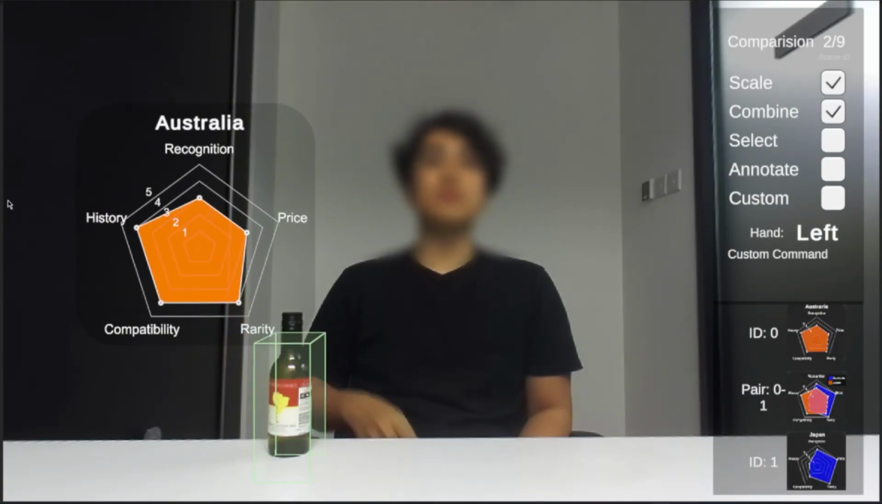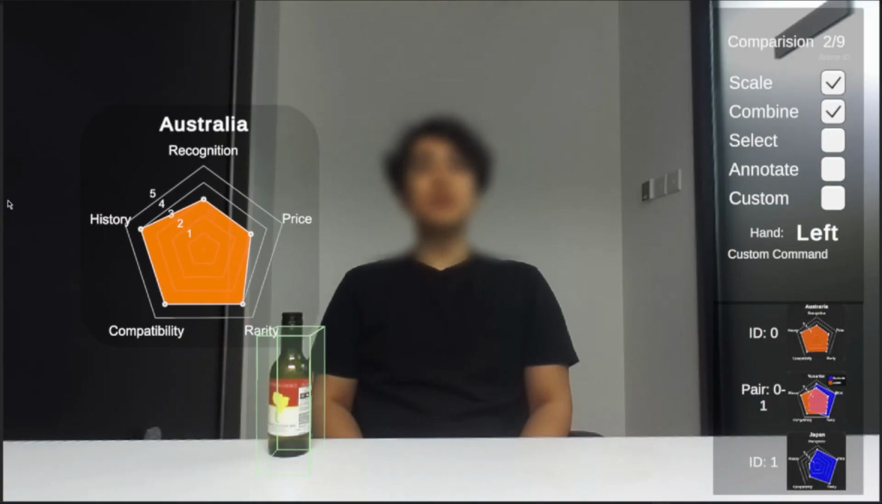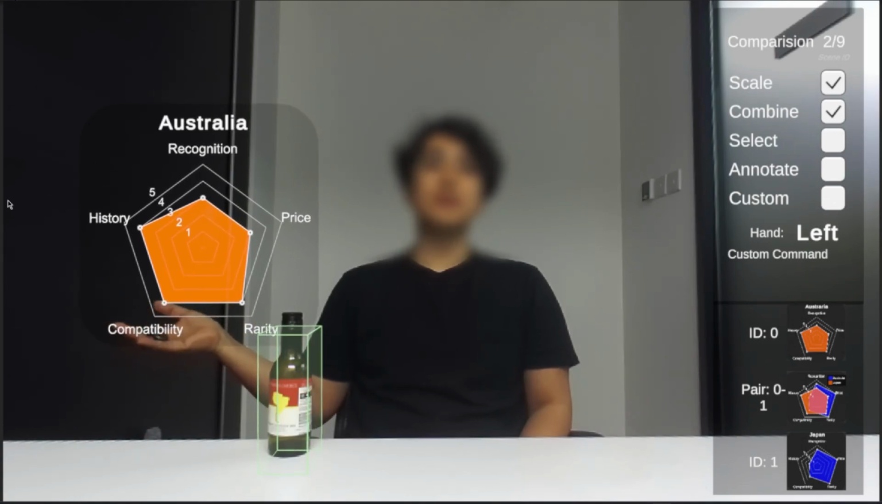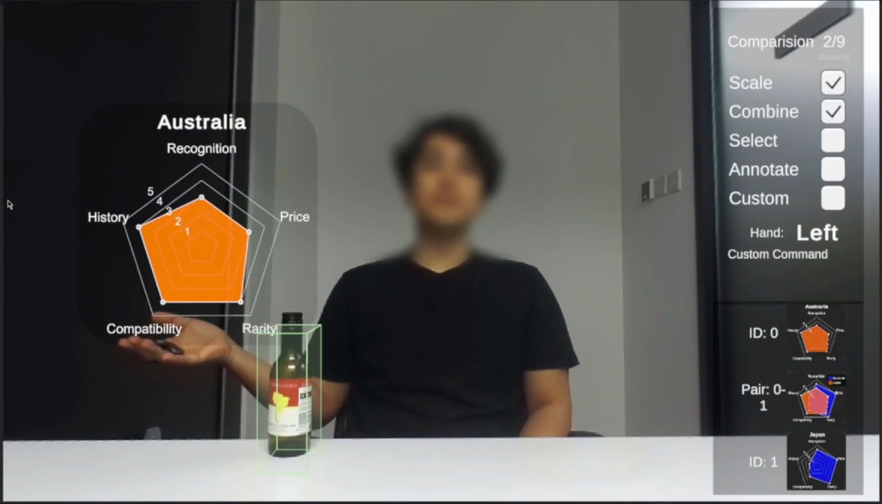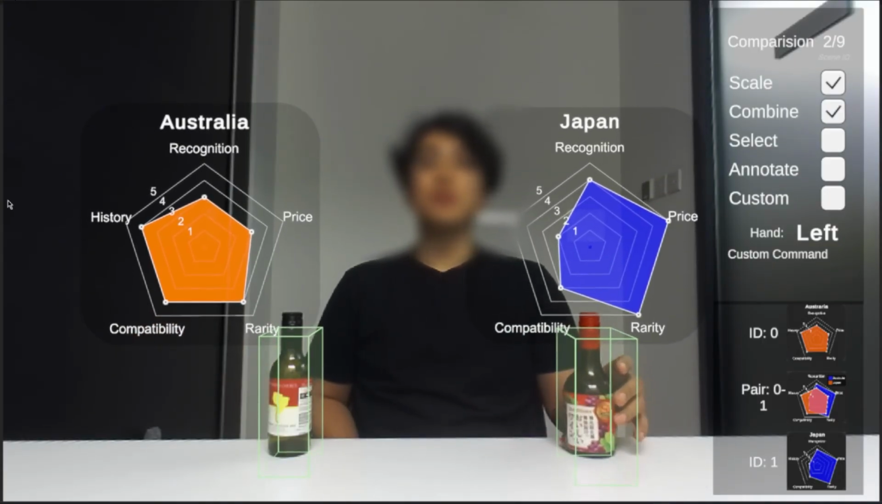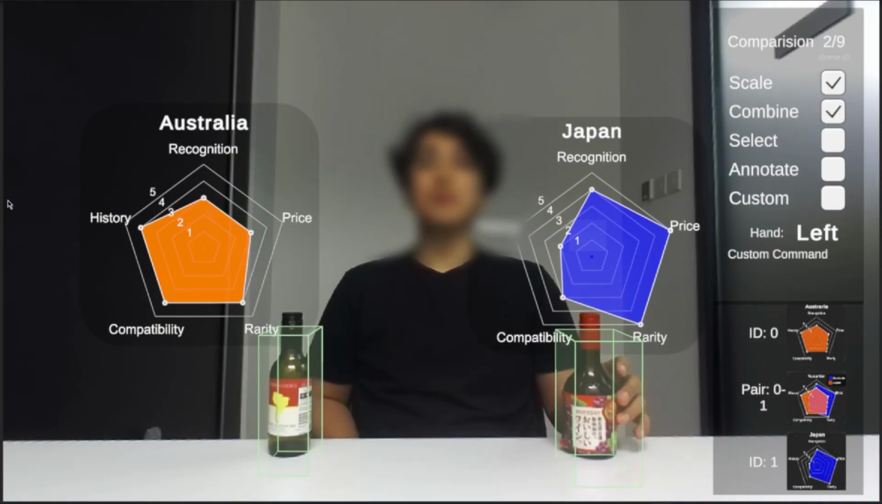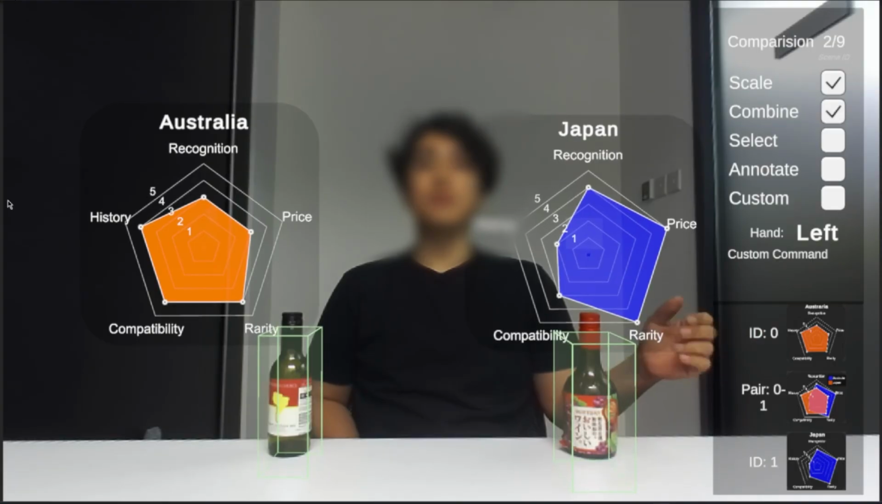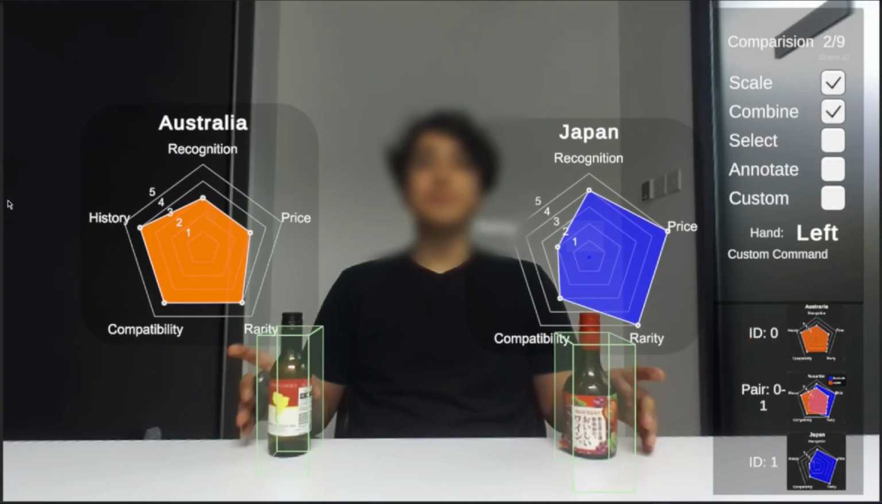Now, let's look at some of the key characteristics of Australian wine. Australian wine has a relatively long history and is known for its high compatibility with many types of food. Let's also take a quick look at Japanese wine. Japanese wine has a much shorter history, and it is often relatively expensive.